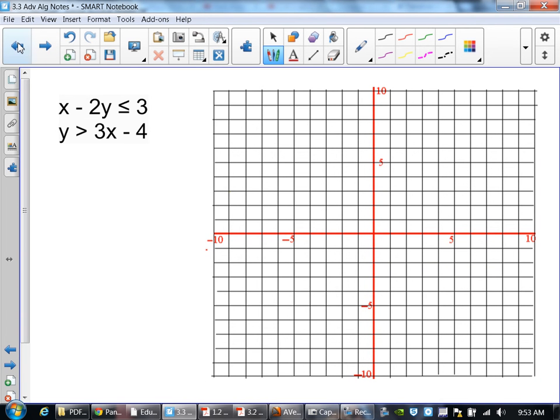Let's start with this. I have x minus 2y is 3. You know what? I'll make it easier on it. Let's just make this an 8. x minus 2y is 8.